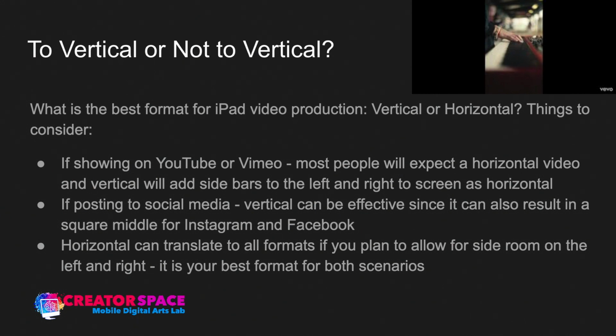Now, I suggest, and again, just a suggestion for best practices, if you do horizontal, that can pretty much translate to everything. If you do horizontal, you can zoom in and extract a square right in the middle, and you can also cut out and make the vertical, right? But the hardest thing is if you shoot vertical, you can't really add anything to the left or right, so you're kind of stuck with that.